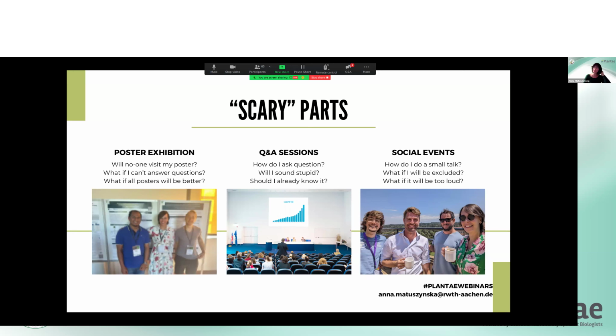So during the poster exhibition, both as a presenter or a visitor, if you're presenting, what if no one comes to my poster? Or what if I cannot answer the question? Or what if everyone's poster around will be better, more colorful, more interesting, etc.? Everyone, believe me, everyone standing there will have some sort of questions and self-doubt about it. So you will not be the only one.